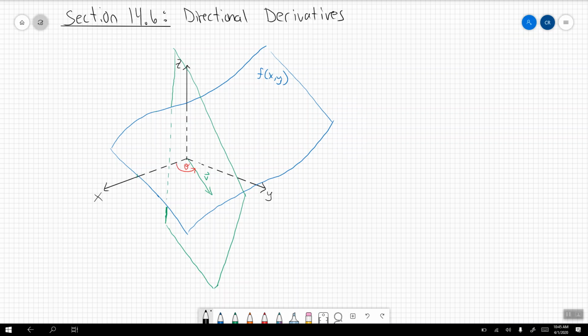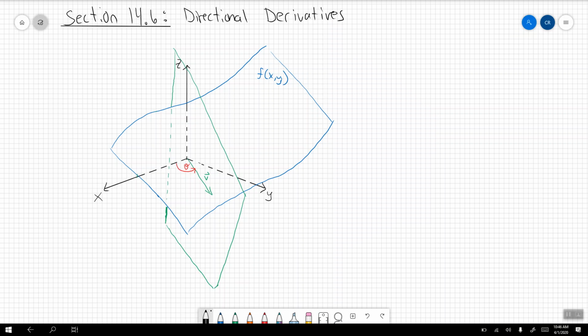Alright, welcome. So we're going to be talking about section 14.6, which is known as directional derivatives. And this directional derivative is also going to include something that's known as the gradient.